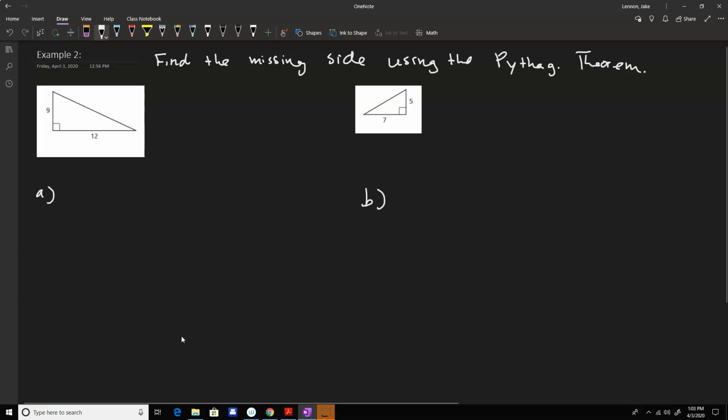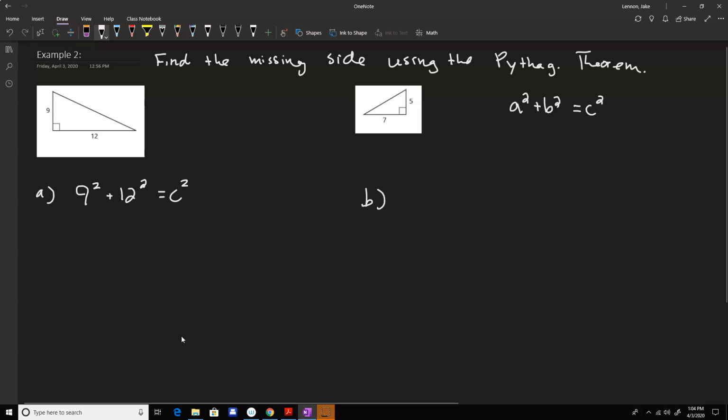That is indicated by the little square shape in the corner of each of the two triangles. That is the 90-degree angle. So the Pythagorean theorem says a squared plus b squared equals c squared, where c is the longest side, which is always going to be the one across from the 90-degree angle. So in this example, we have 9 squared plus 12 squared equals c squared.